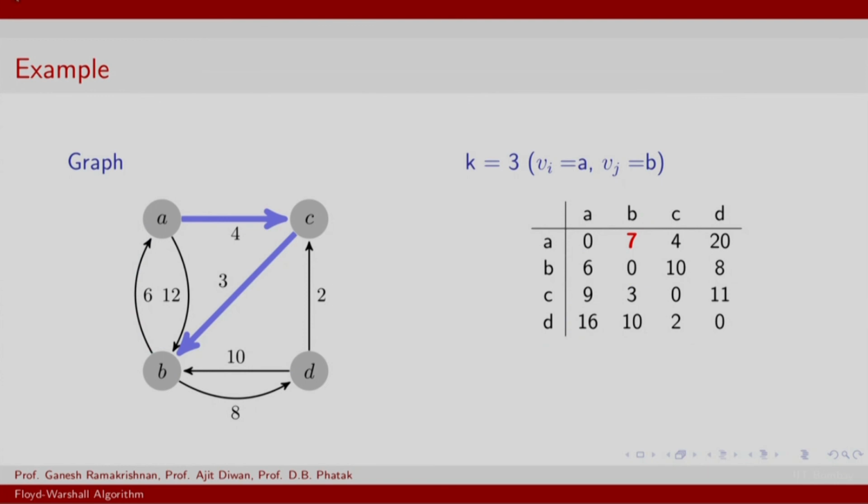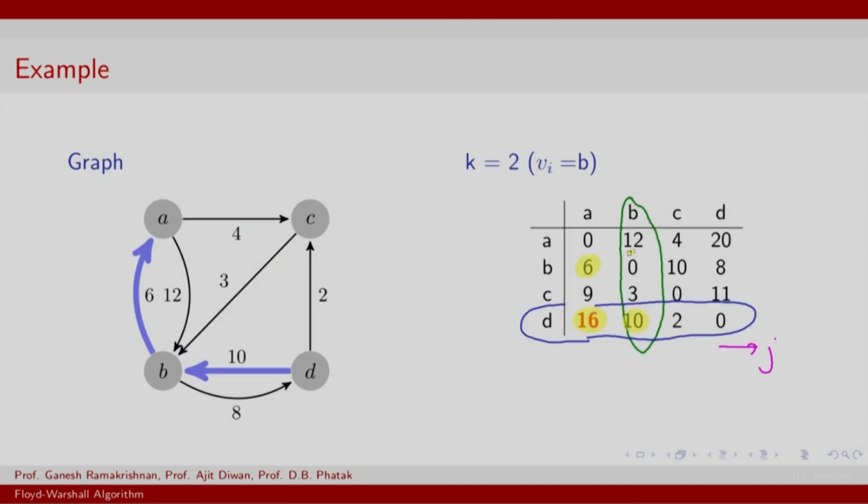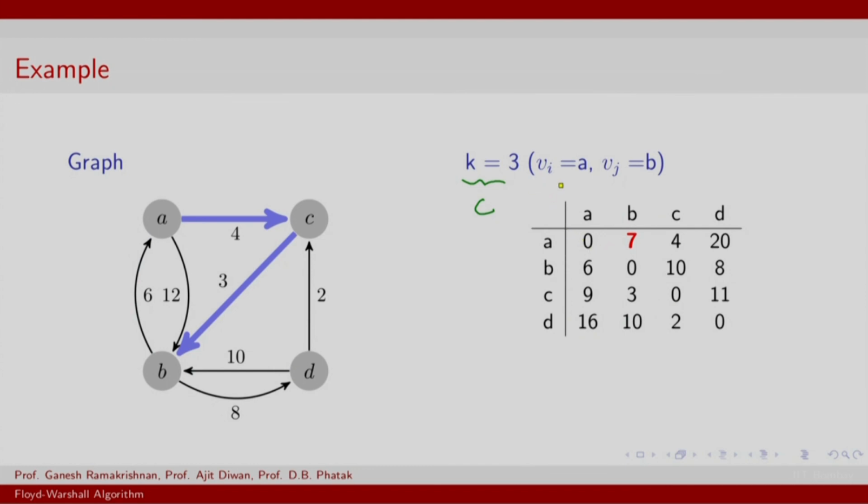For K equals 3, this is the choice of C. I have shown one example. Now we will start looking at longer hauls. Vi equals A, Vj equals B. We are going to quickly jump to our results. So we look at the existing shortest path between A and B, which was 12, and then we look at the shortest path from A to C, which is 4, the shortest path from C to B, which is 3, and find that 4 plus 3 is 7, certainly less than 12, so we will update.